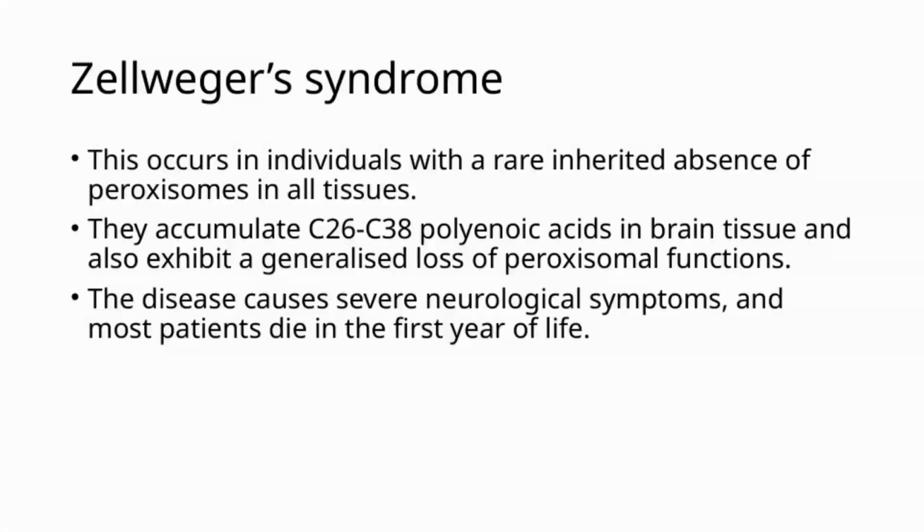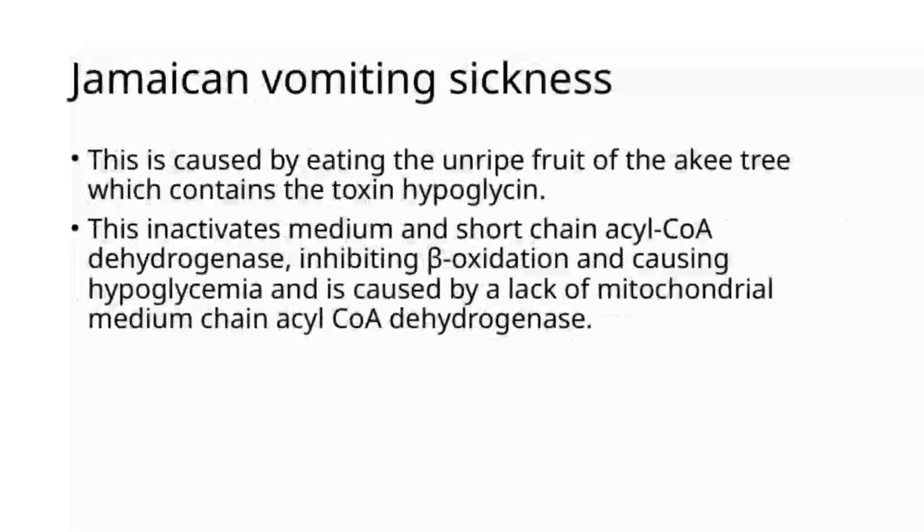This slide explains how Jamaican vomiting sickness occurs. It's caused by eating the unripe fruit of the ackee tree, which contains a toxin called hypoglycin. This toxin plays a crucial role because it inactivates an enzyme called medium and short-chain acyl-CoA dehydrogenase. Now, this enzyme is essential for a process known as β-oxidation, which is how our bodies break down fatty acids to produce energy.